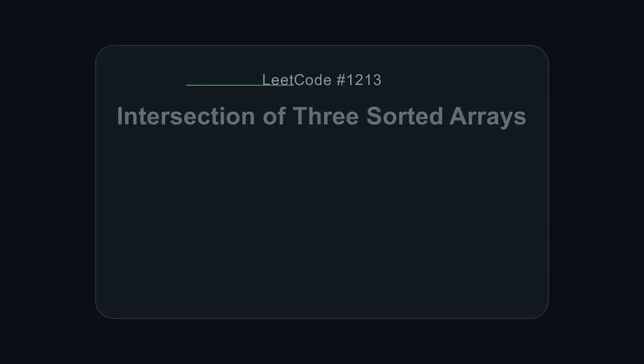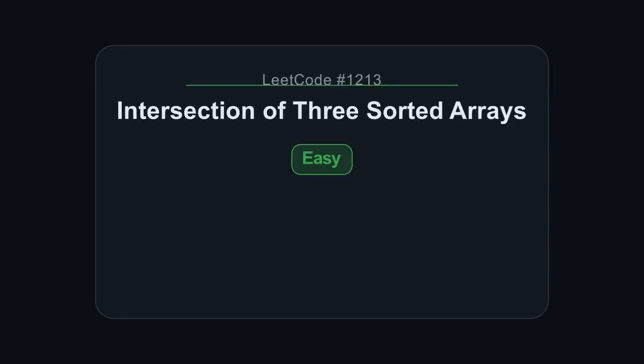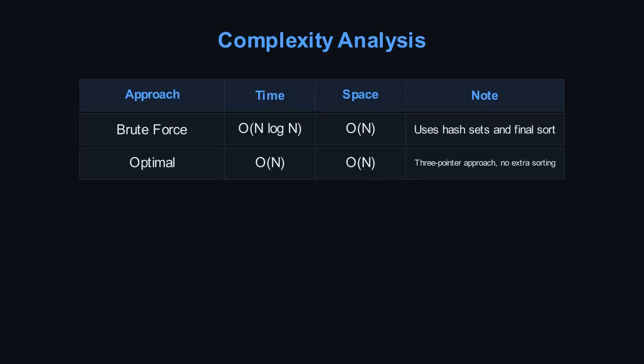You'll spot this pattern whenever you're dealing with multiple sorted arrays or lists and need to find common elements or merge them. The presence of sorted input is the biggest signal to consider a multi-pointer approach to avoid extra sorting or hash set overhead. This optimal solution runs in big O of n time, where n is the total number of elements across all arrays. Space complexity is big O of n for the result list in the worst case.